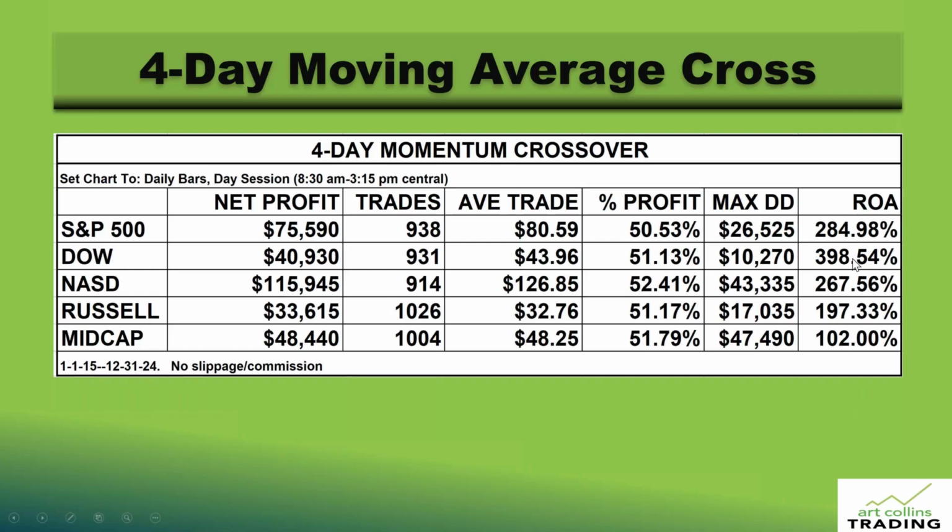Another point about the return on account, why I like it better than net profit. You can see here that if you had traded 2 Dows, you would have had more profit than the S&Ps with a $20,500 worst drawdown compared to the 26. So you would have beaten the S&P performance on both ends, profit and risk. That's why the return on account tells you more.